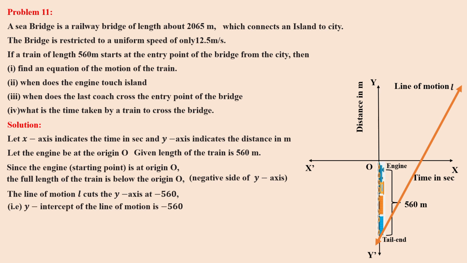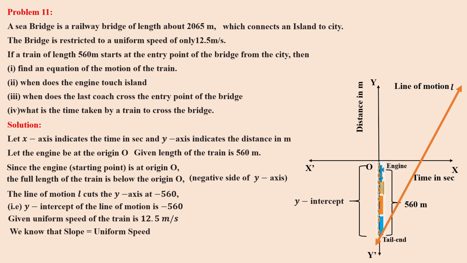The y-intercept of the line of motion is minus 560. Given the uniform speed of the train is 12.5 meters per second, the slope is equal to the uniform speed. So the slope of the line of motion is m equal to 12.5, right? Now define the equation of the motion.